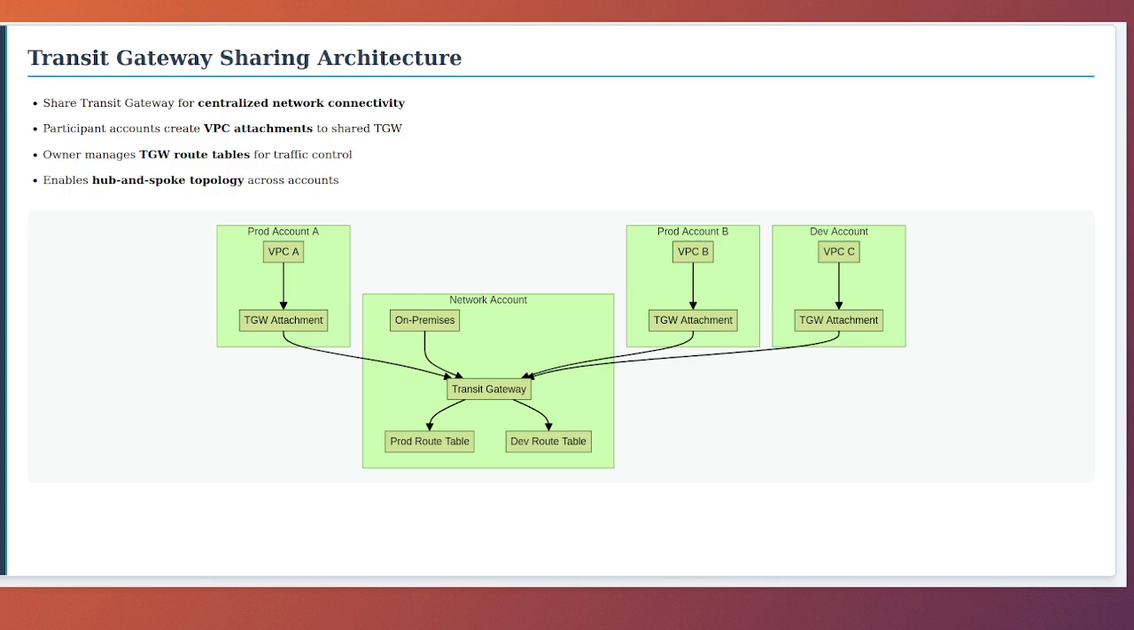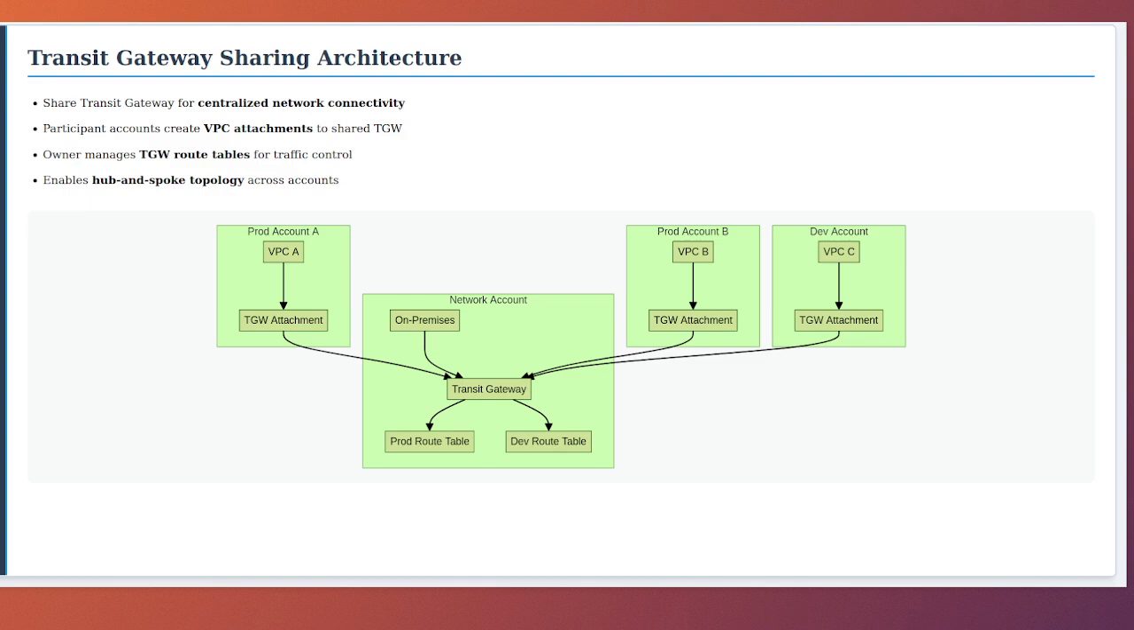There are important considerations for transit gateway sharing. First, attachments incur hourly charges in the account that creates them, not the transit gateway owner. Second, data transfer charges apply for traffic that crosses the transit gateway. Third, the transit gateway must have available attachment capacity, since each transit gateway has a maximum number of attachments.